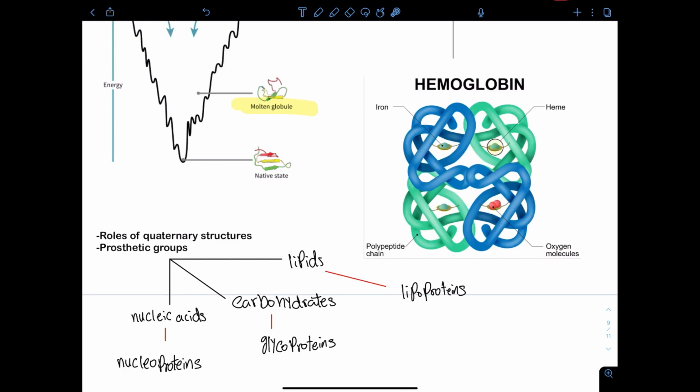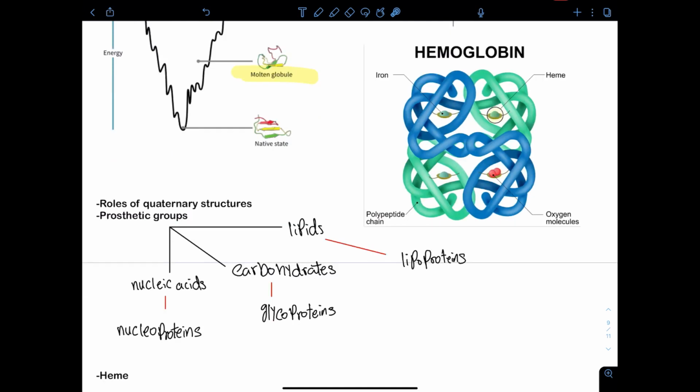Quaternary structures contain 2 or more polypeptide chains, and each of the polypeptide chains is called a subunit. The roles of quaternary structures are that they can be more stable by reducing the surface area of the complex. They can reduce the amount of DNA needed to encode the protein complex, which is very important for viruses. They can bring catalytic sites closer together, and also they can induce allosteric effects.